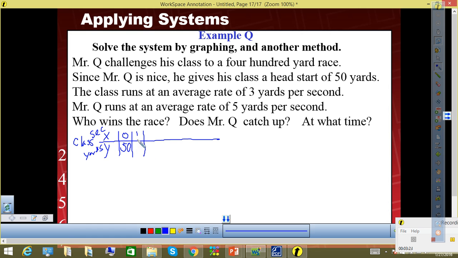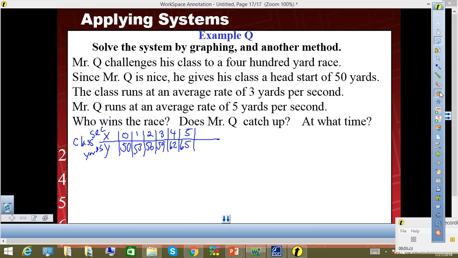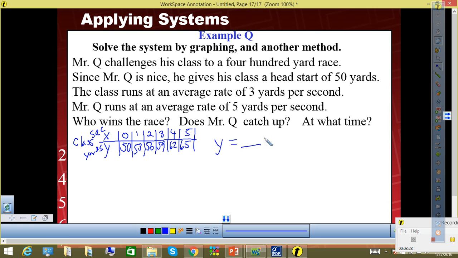After 1 second, where are you at? 53. After 2 seconds, 56. After 3 seconds, 59. After 4 seconds, 62. And after 5 seconds, 65. We'll stop right there. Now, notice how we're going to tie in everything that we've been doing so far for the first semester. Watch. At this point, I'm going to ask you to write an equation for this relation right here.